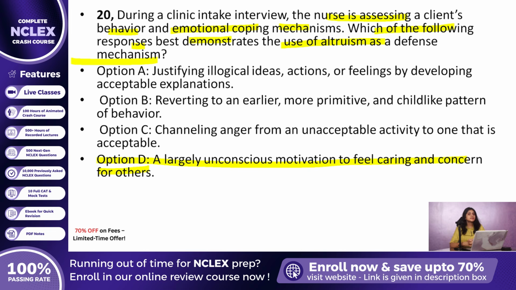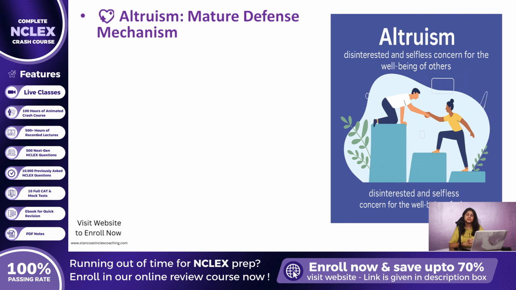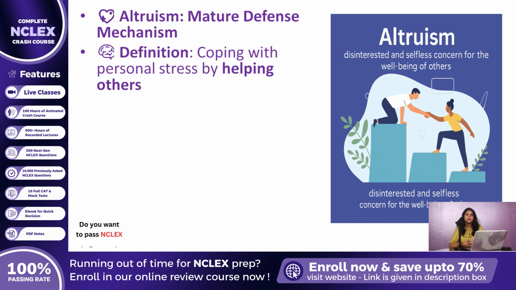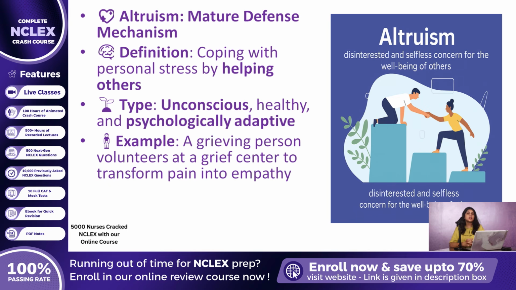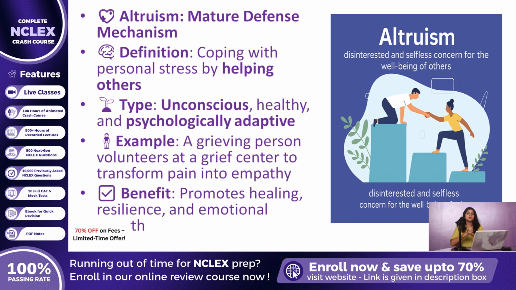Now, let us discuss the rationale. Altruism is a mature and healthy defense mechanism where a person copes with their own stress by helping others. This response is typically unconscious and is considered psychologically adaptive. For example, a person who lost a loved one may volunteer at a grief center to transform their own pain into empathy.